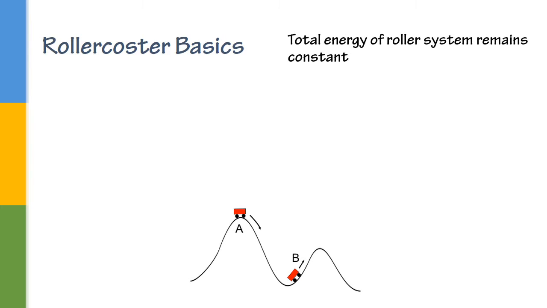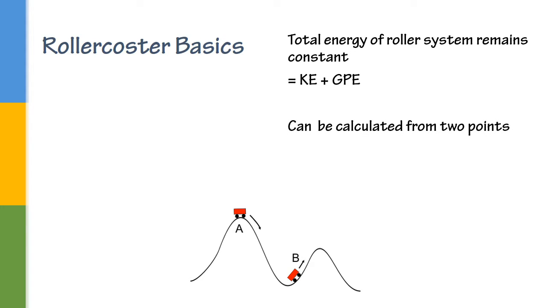So as with the pendulum, in a roller coaster, the total energy of the system is always going to remain constant. Now, it's always going to be a matter of how you calculate that total energy and then apply it to whatever question is actually being asked. Now, the total energy is always going to be a combination of the kinetic energy and the gravitational potential energy at any one point.